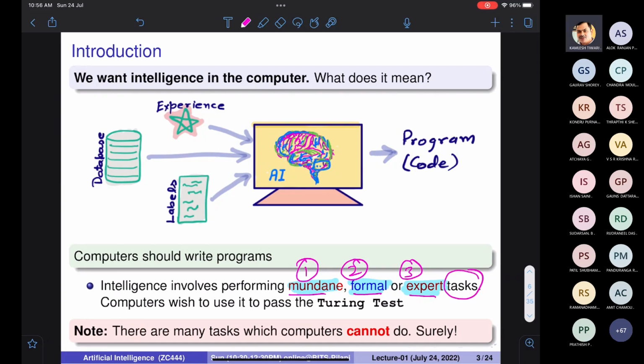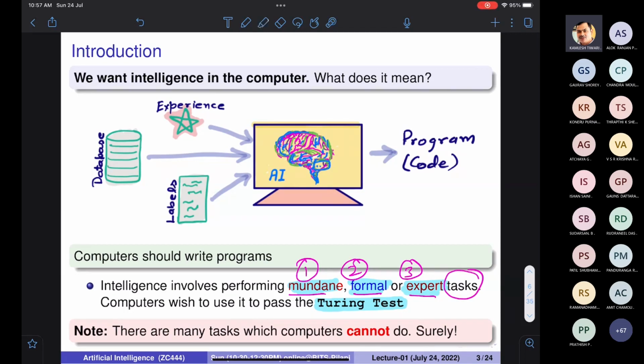I'm asking a different question. If a system has achieved intelligence, how can I tell that it has attained artificial intelligence? The answer to this question is that the system would be able to pass a test called the Turing test. There is something very interesting here. We would come back to this again.